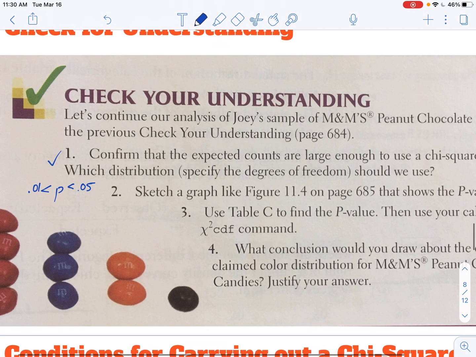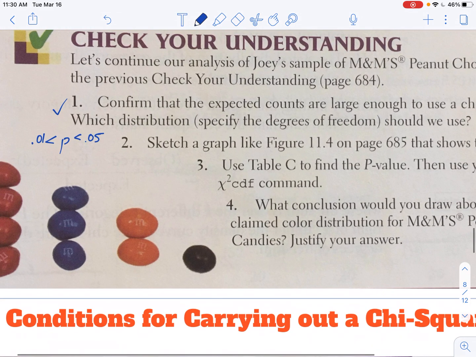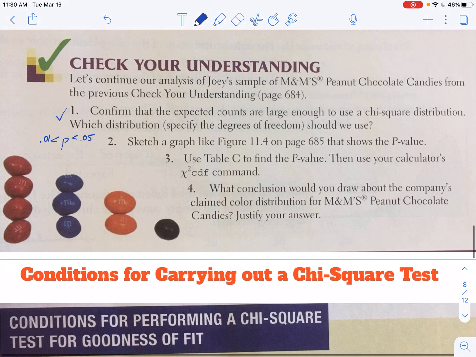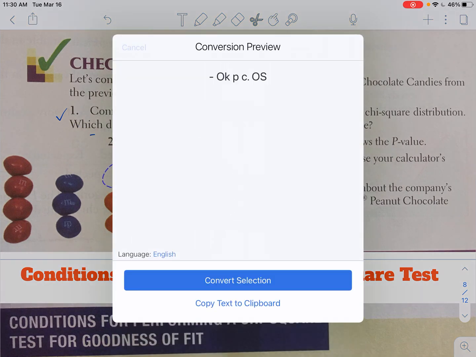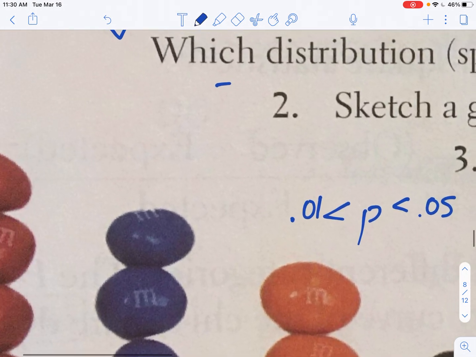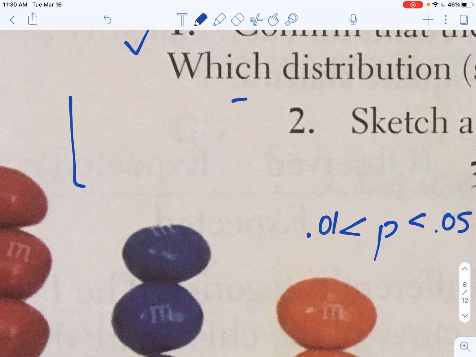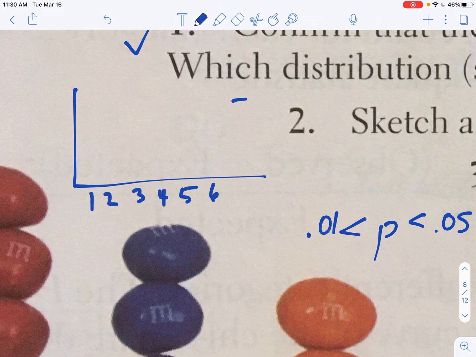If I wanted to do this on the calculator, so that was for the table, that was for number 3. When I sketch a graph for this, I'm going to end up having 1, 2, 3, 4, 5, 6, 7.